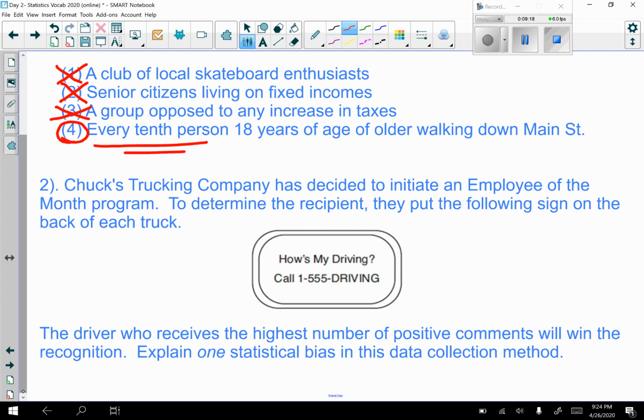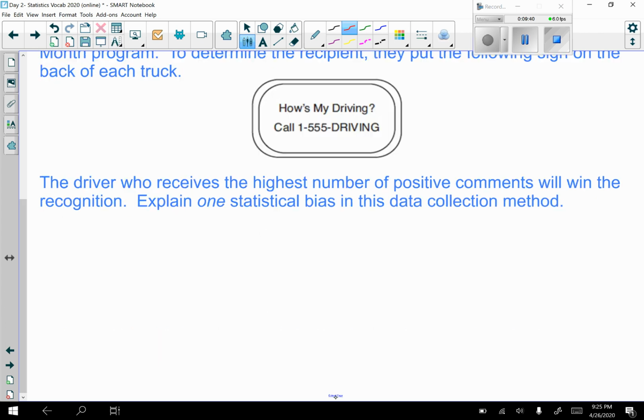Number 2, Chuck's Trucking Company has decided to initiate an Employee of the Month program. To determine the recipient, they put the following sign on the back of each truck. The driver who receives the highest number of positive comments will win the recognition. Explain one statistical bias in this data collection method. So we want to talk about one reason why it's unfair. There are a few here, okay? So one problem is that you have to call in. So that means it's voluntary. And voluntary response is never a good type of survey.